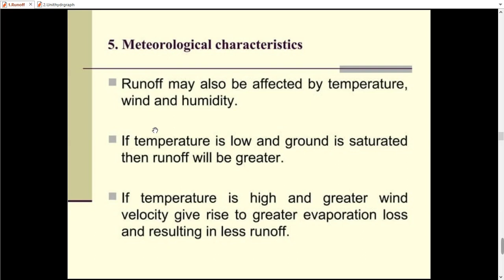Meteorological characteristics. Runoff may also be affected by temperature, wind, and humidity. Meteorological, that is the meaning: meteorological predictions, weather forecasting, the meteorology. We can see the meaning of meteorological characteristics. It's a simple portion, so you can understand, but you have to memorize some important terms.